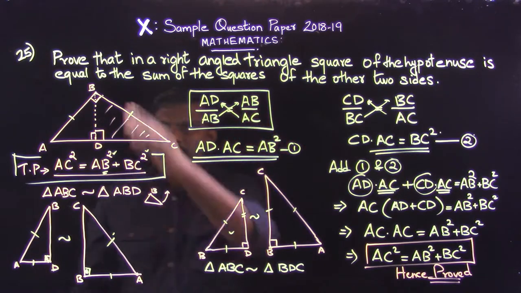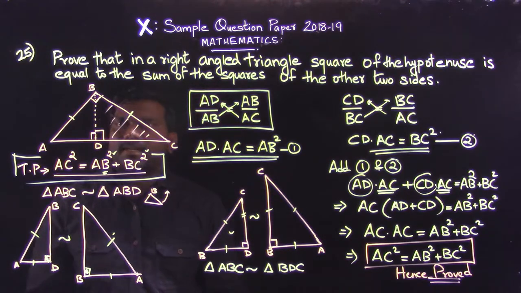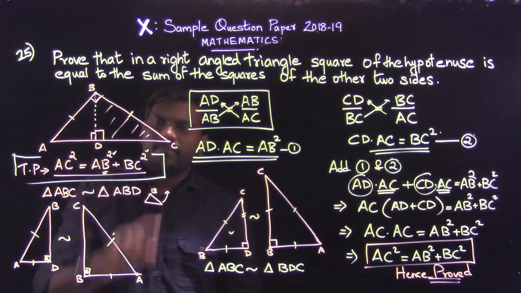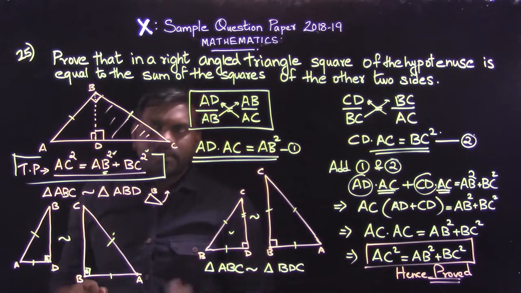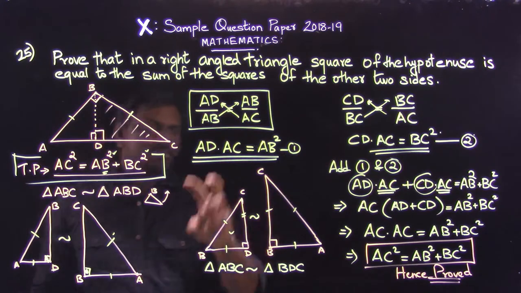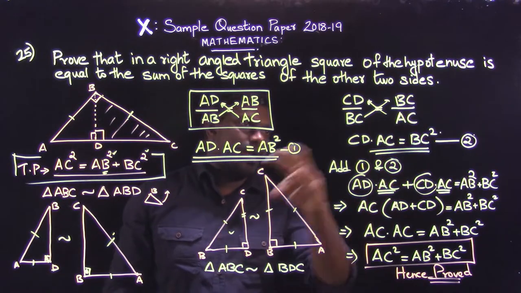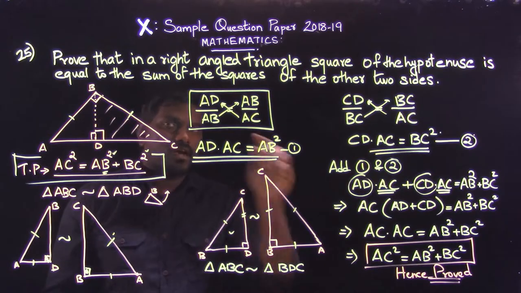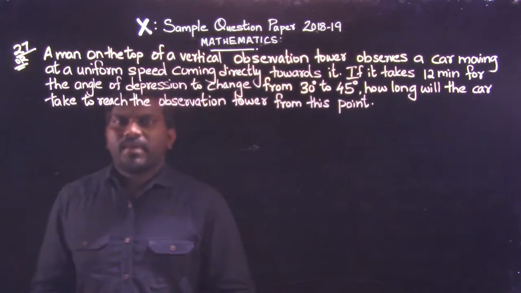So what you did, you drew the diagram with a 90 degree right triangle. Then you divided it into three triangles, took the first small triangle, compared it with the big one and got a ratio, and from there you write in terms of AB square. The next triangle you compare and write in that way where you get BC square. Then add these two, and you end up proving the Pythagoras theorem: the hypotenuse square is equal to the sum of the squares of the other two sides, equal to AC square. Fine, hence proved. Moving on to the 27th question.